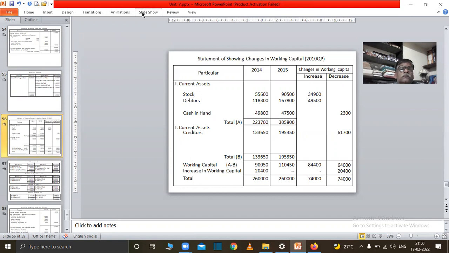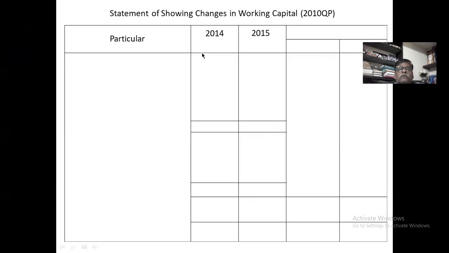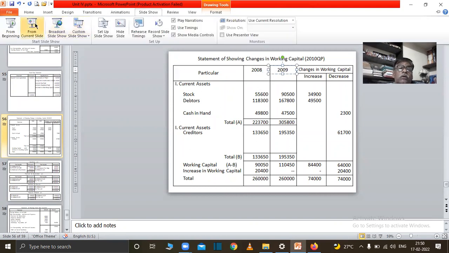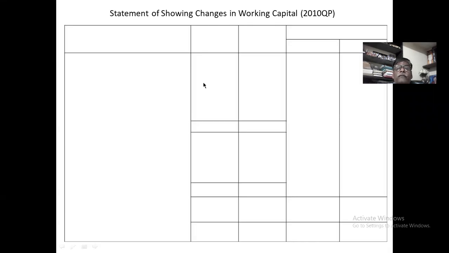Okay. In your problem, this is 2010 question paper. 2008 you have to take first, and then you take 2009. In the problem, 2009 column is first, 2008 column is next, but you don't take as per given problem. You change the column and record it very carefully.